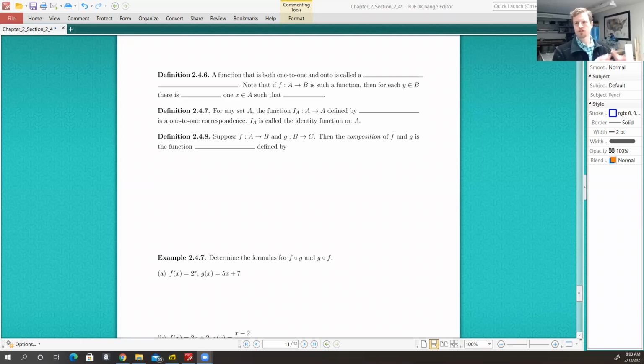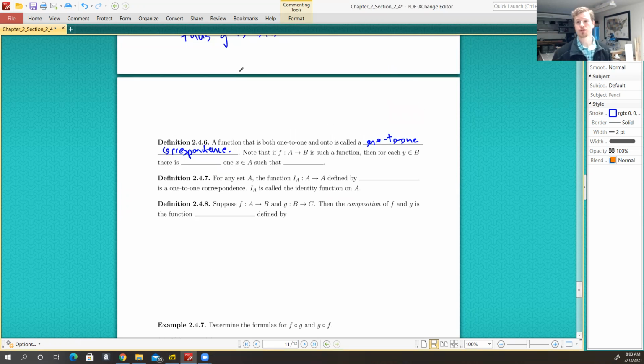We begin by first reflecting back on the idea of being one-to-one and onto, and then move on to the idea of composition. So a function that is both one-to-one and onto is called a one-to-one correspondence. And you might ask yourself, well, that's a bit of a mouthful. Isn't there a shorter way that we could say that? Yes, but unfortunately, we're not using that language in this course. If you would like to, I'm okay with it. You can call it a bijection.